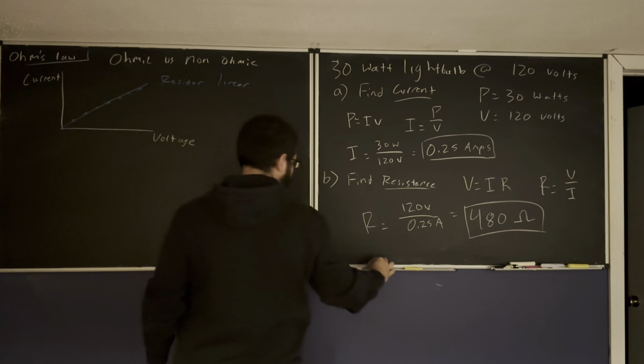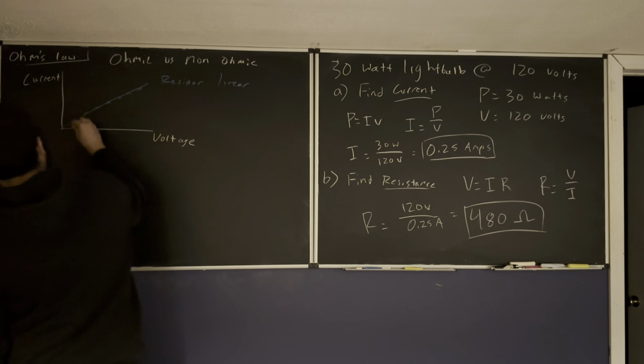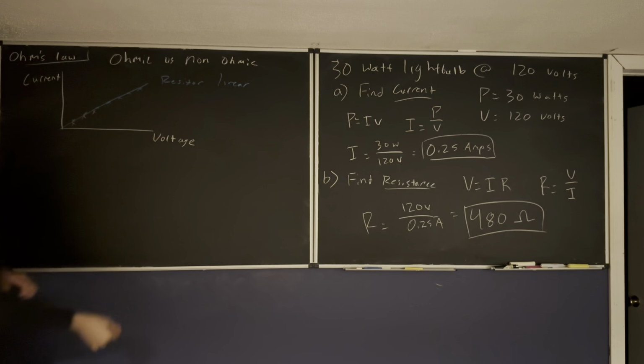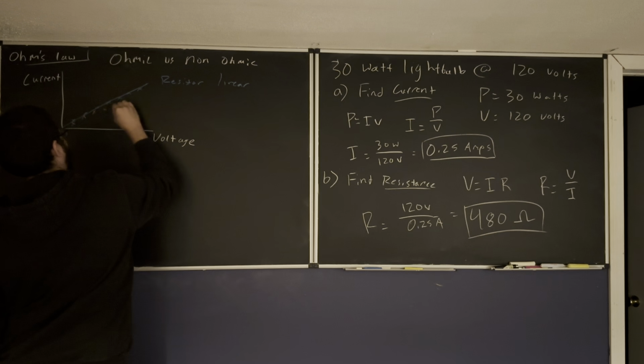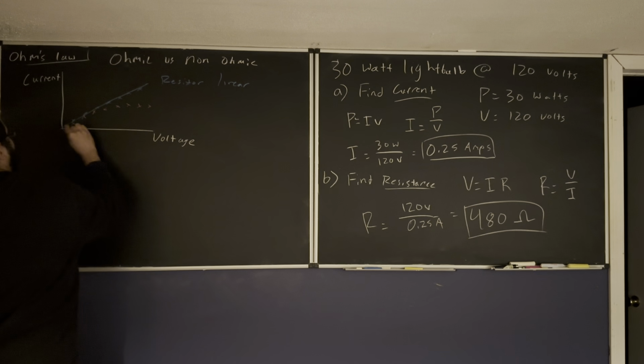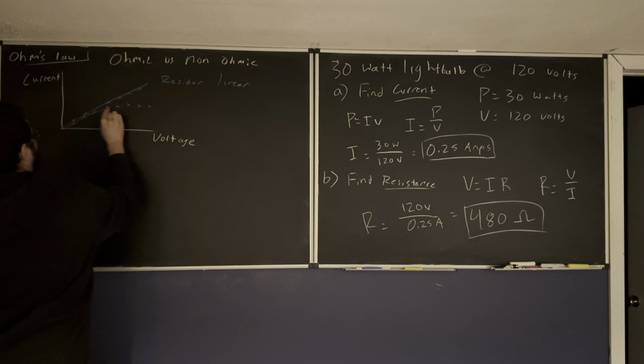And then we had the light bulb. If you remember, for the light bulb, at the first few data points, it was pretty much linear, but then it started to trail off. So basically it looked like a curve. This here is a straight line, and this here was the light bulb. This was non-linear.